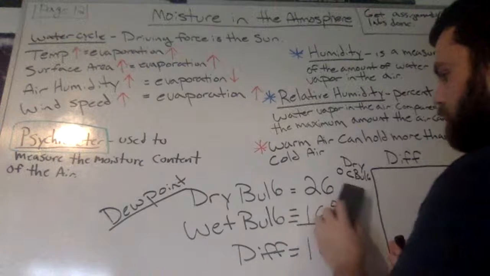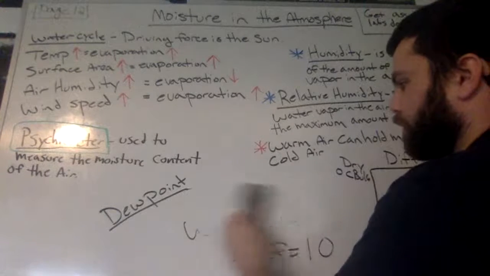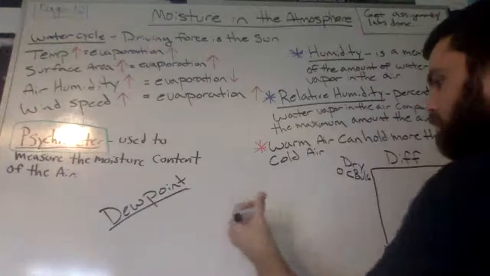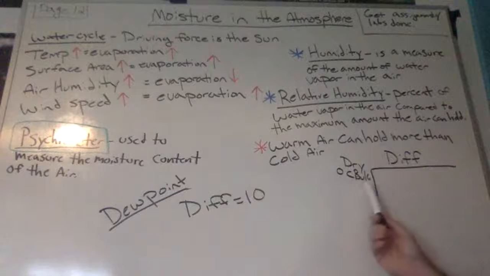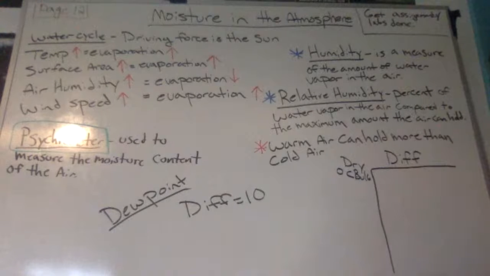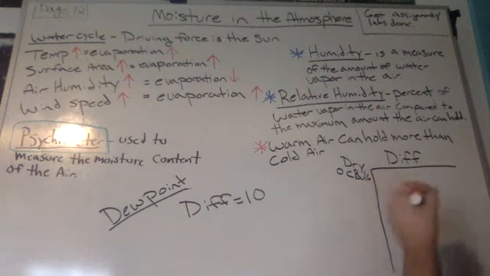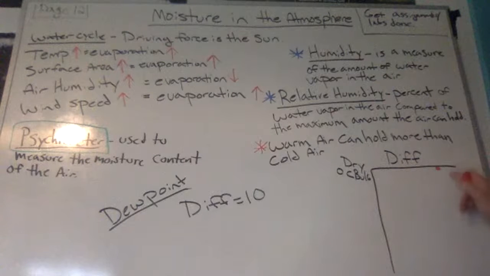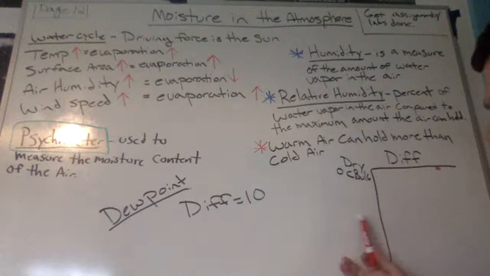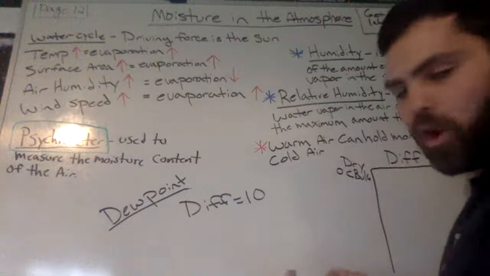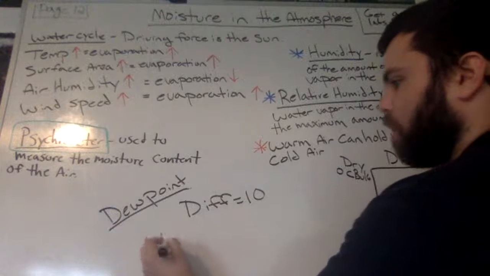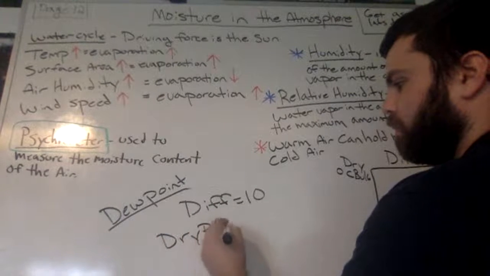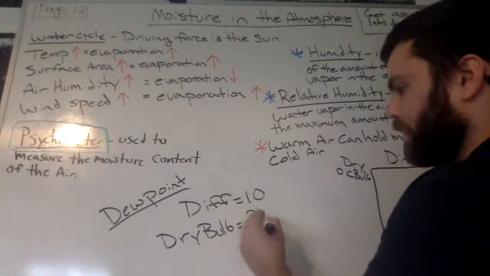So let me get rid of this right now, because we already found the difference, it's 10. So I'm going to keep the difference equals 10. So what you're going to do is, at the top, you're going to find where 10 is. So 10 is pretty much down the line. Let's say 10's here. Now, we have to find on the side the dry bulb temperature. Remember, the beginning of the problem, it said the dry bulb equals 26. They gave it to us.